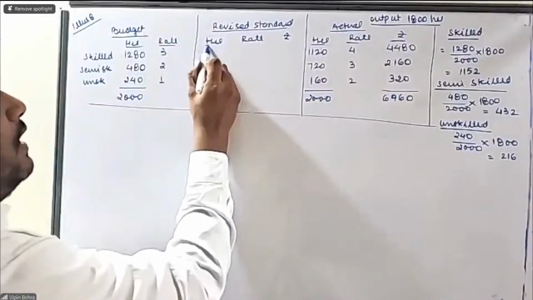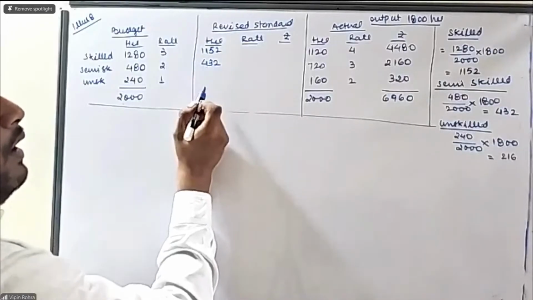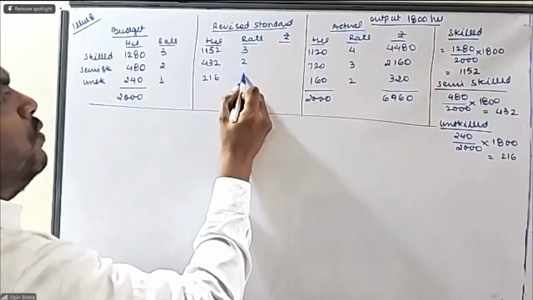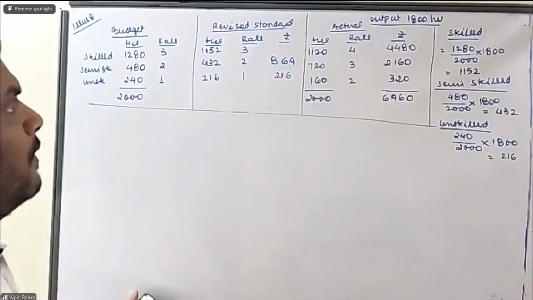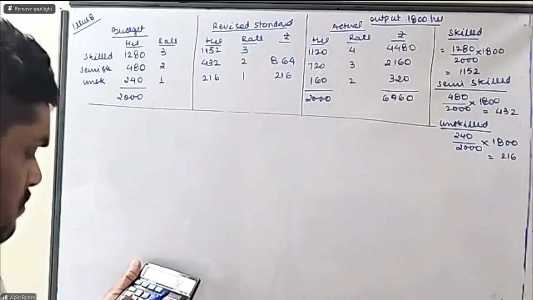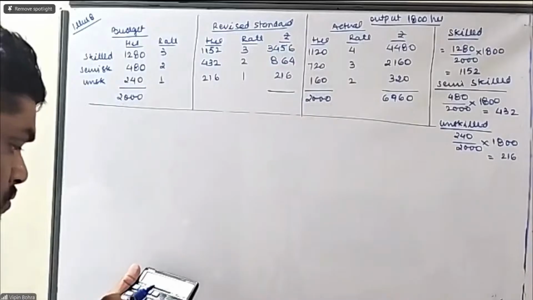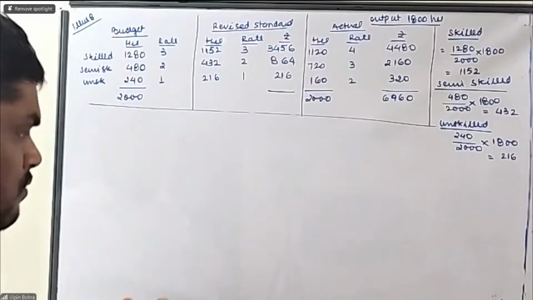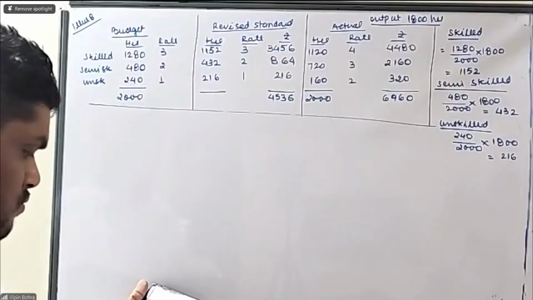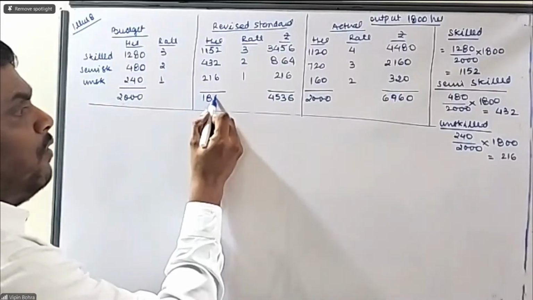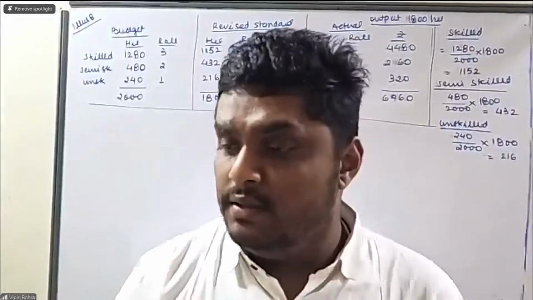So herein we have calculated the hours 1152, 432, and 216. This will be 321. Again, guys, very important in this question, the output is not given in units, it's given in hours. So this is my master chart.